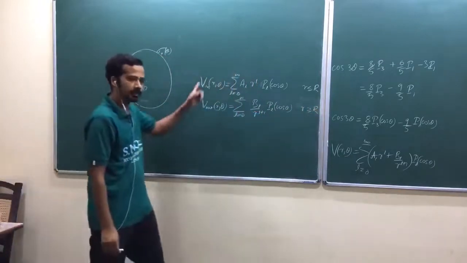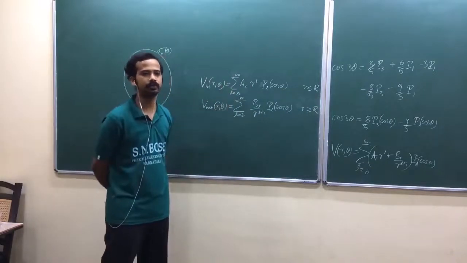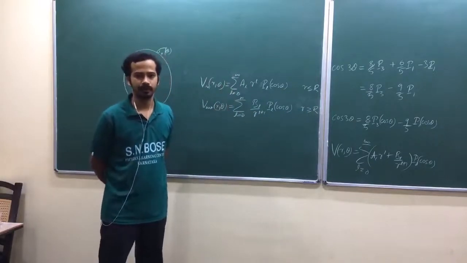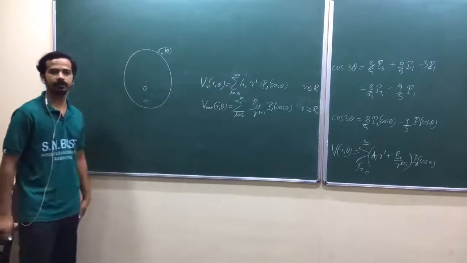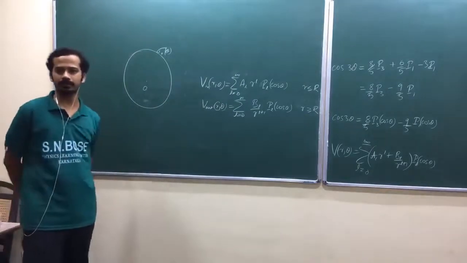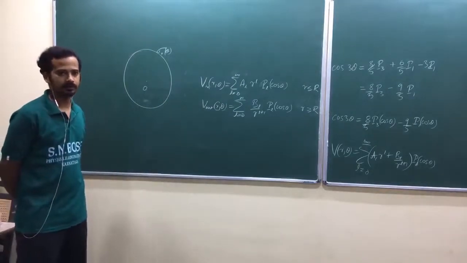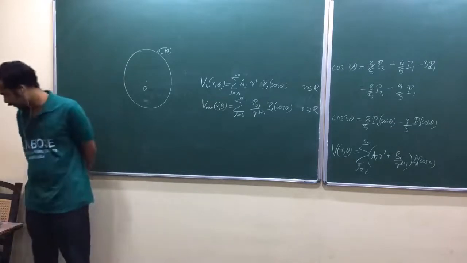Again, when R equal to capital R, these two have continuity. Potential should always be continuous. Only the derivative of the potential will suffer discontinuity. Why? Derivative is related to electric field, isn't it? So this is the first relation.